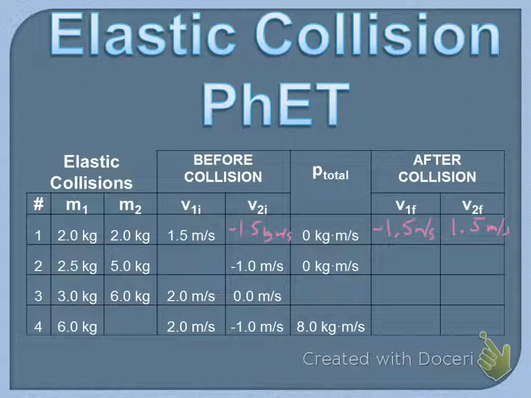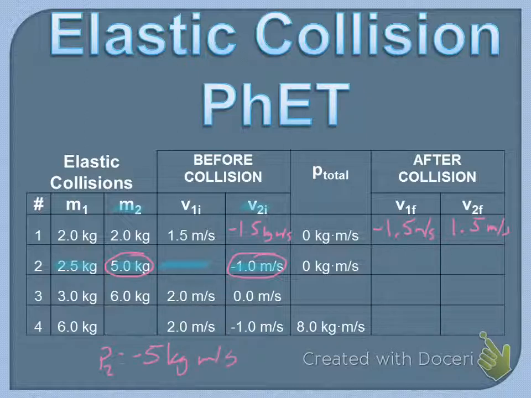Okay, so for number 2, again, we have a total momentum that is equal to 0. So we need to see what the momentum of our second object is in this case, because this time we're given V2 and M2, whereas we're missing V1I. So 5 times negative 1 meters per second is going to give me a momentum for object 2 of negative 5 kilograms meters per second.